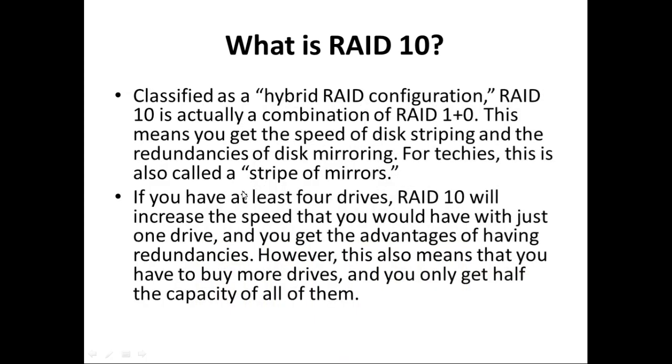Now classified as a hybrid RAID configuration, RAID 1+0 is actually a combination of RAID 1 and 0. This means you get the speed of striping and the redundancy of mirroring. For techies, this is called a stripe of mirrors. If you have at least 4 drives, RAID 1+0 will increase the speed that you would have with just 1 drive, and you get the advantages of having redundancies. However, this also means that you have to buy more drives, and you only get half the capacity of all of them.